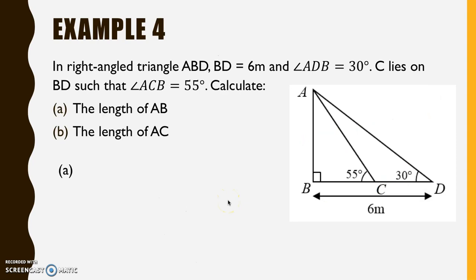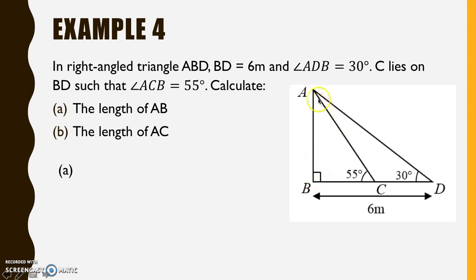Alright, in this last example, it is not very trivial as it consists of two right-angled triangles. As you read through the information, in right-angled triangle ABD, BD is given as 6 meters, angle ADB is given as 30 degrees, C lies on BD such that angle ACB is 55 degrees, and they want us to calculate the length of AB.